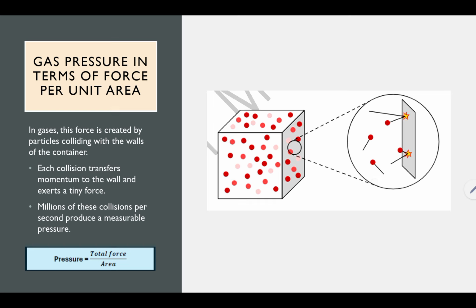Okay, so in gases, the force created by particles colliding with the wall of the container causes the collision to transfer momentum to the wall and give a tiny force. Millions of these collisions per second give an actual measurable pressure.